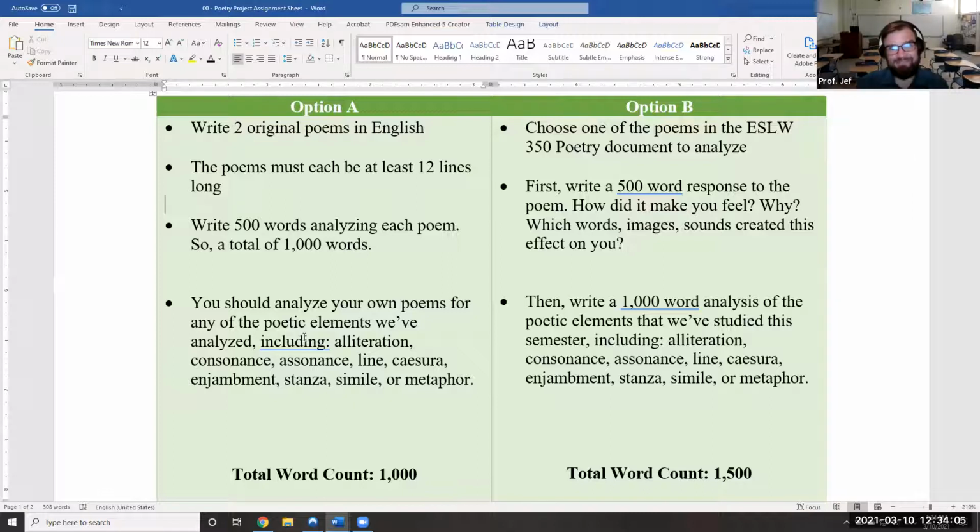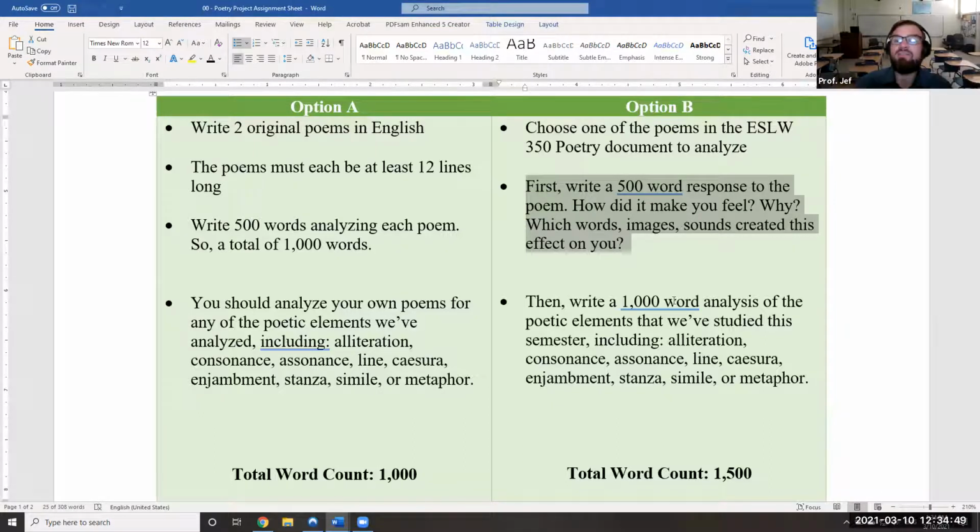Okay, option B, choose one of the poems in the ESLW 350 poetry document to analyze. I'm going to show you where that is next. First, you're going to write a 500-word response to this poem. Now, remember, response is different than analysis. A response is what we did that first day of class when we talked about poetry, which is: how did it make you feel? Why did it make you feel that way? Which words, images, or sounds created this effect on you? So this is a much more casual and relaxed type of writing. This is really just telling me what the poem felt like, or what it made you think about, or what you think it might mean, okay?